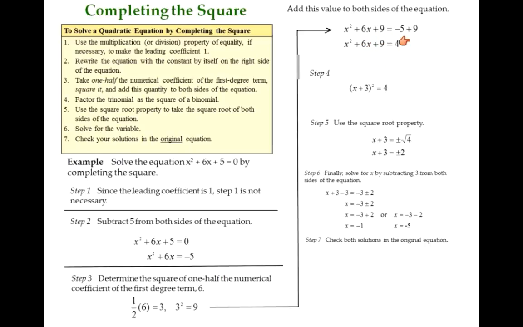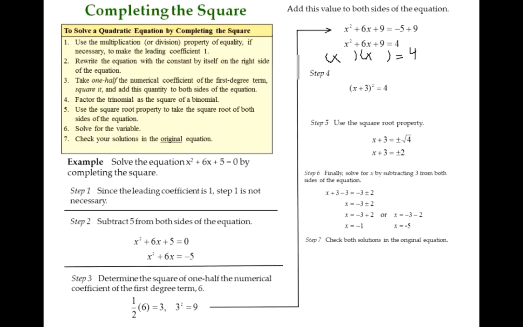If I add 9 to both sides of the equation, the left-hand side, what do I get? x squared plus 6x plus 9. The right-hand side, I would get 4. Look what happens to the left-hand side. Not only is this going to be factorable now, when I factor this, you see I get x here and x here for 9. Remember the trial and error method?